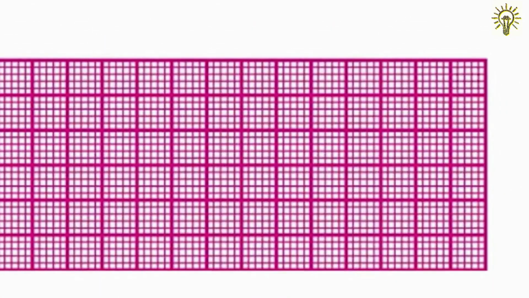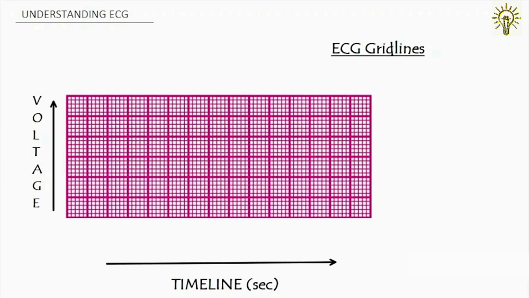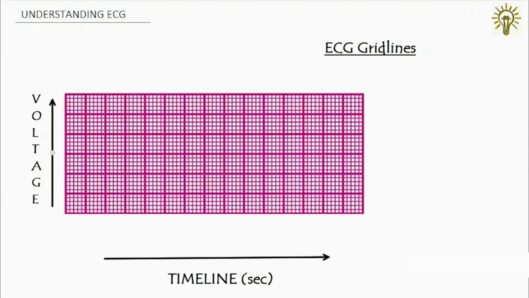To start understanding the graphs, let's first understand the ECG grid lines. As you can see, the ECG grid lines move as a function of time horizontally and voltage shown by vertical amplitude. The grid lines are of two types, the thick lines and the thinner ones. The thick lines help us differentiate large boxes and the thin lines identify small boxes.